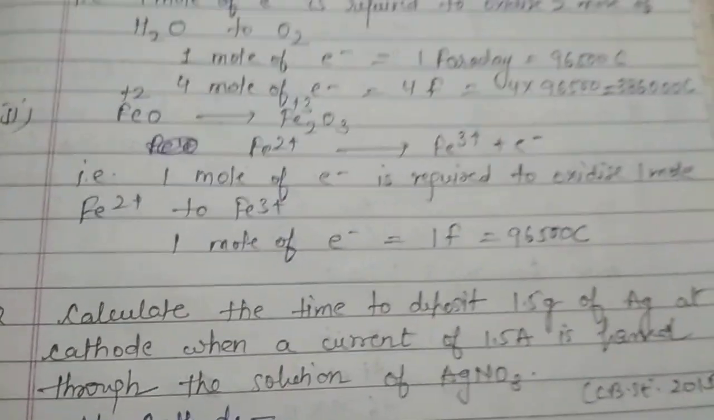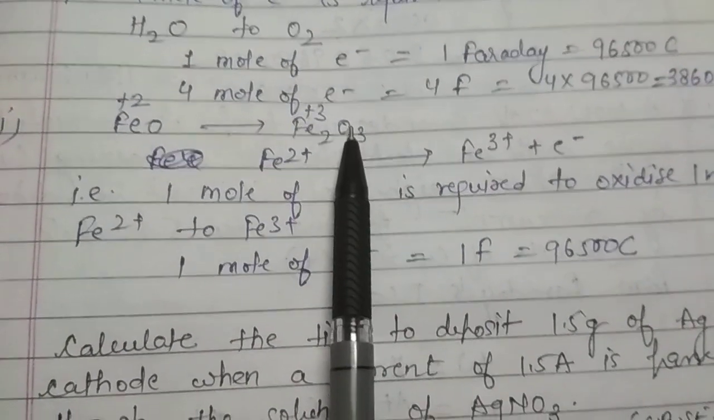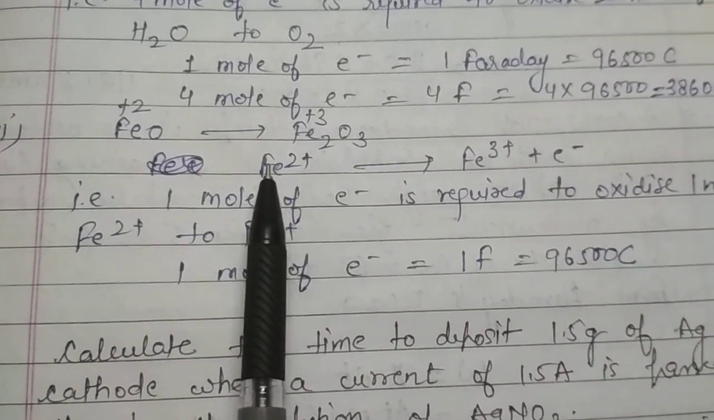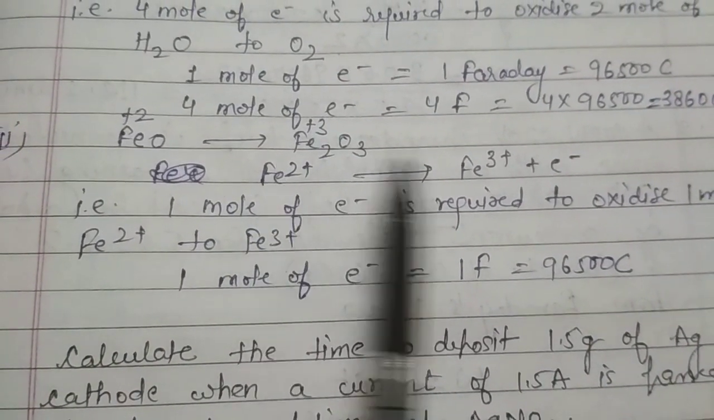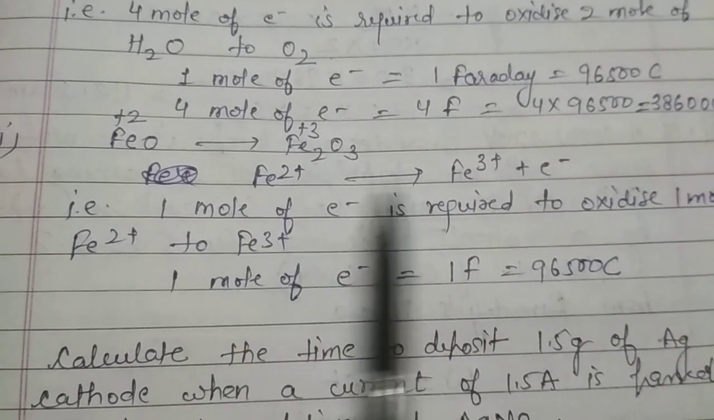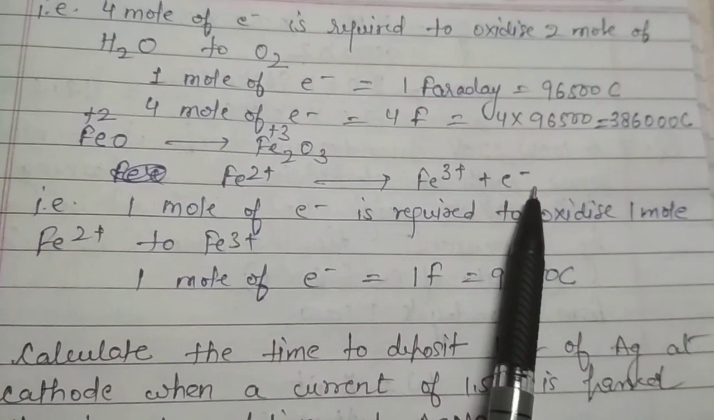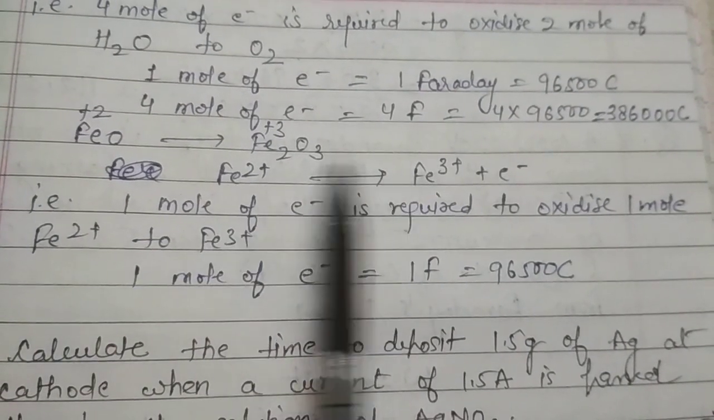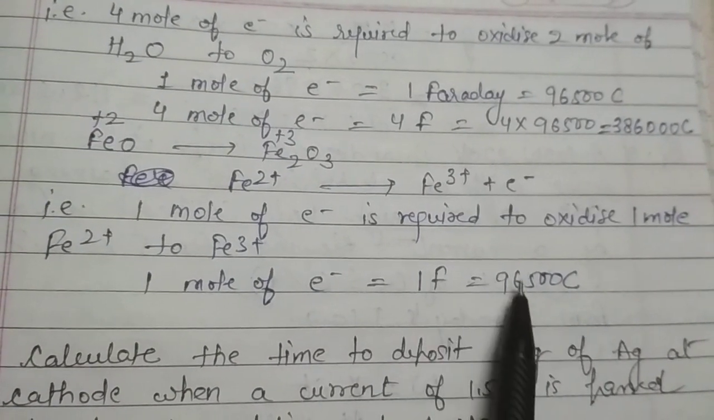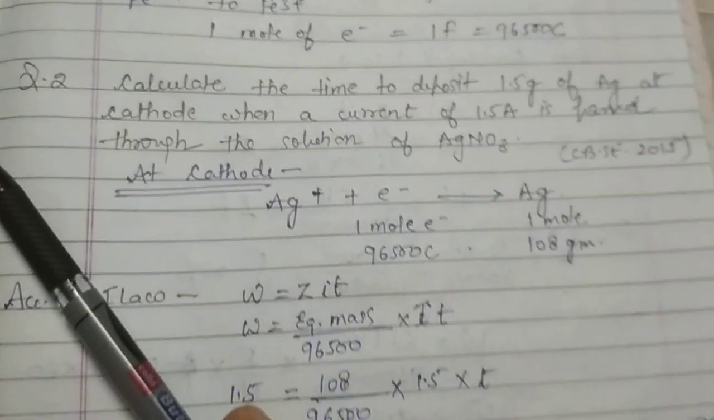By calculating the value, we get this answer. In a similar manner, the second part of the question is the oxidation of 1 mole of ferrous oxide to ferric oxide. For this, we will see the reaction at the anode again, and de-electronation by 1 electron takes place. Here we need 1 mole of electrons to oxidize ferrous to ferric. It means 1 mole of electrons' charge is 1 Faraday, that is 96,500 coulomb. Now let's see the next question.